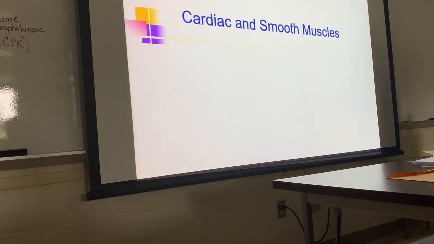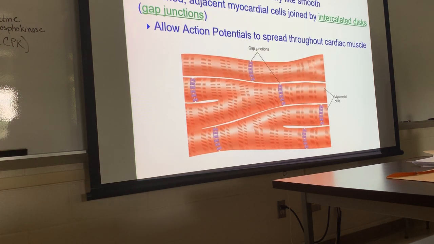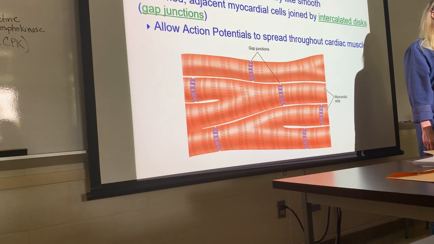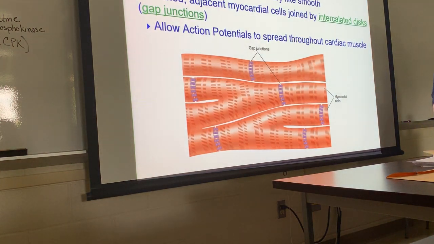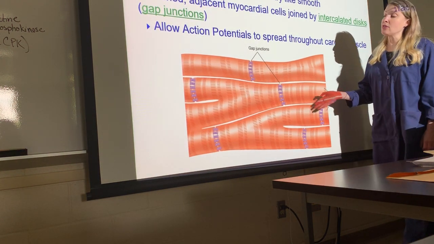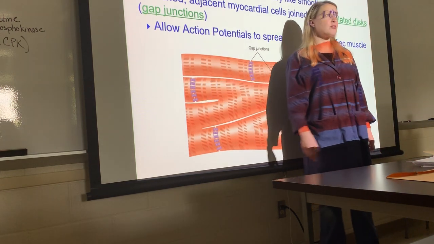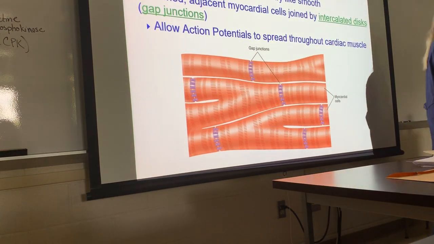Okay, so cardiac and smooth muscles. There's really not much to talk about in terms of cardiac muscle contraction because we've already covered it. Cardiac muscle tissue and skeletal muscle tissue both have sarcomeres, they're both striated, and they both have actin and myosin in the same way. So the contraction mechanism is pretty much the same as what we described. But cardiac muscle cells, of course, are shorter and branched, and they're connected to one another through intercalated discs, which have gap junctions associated with them.